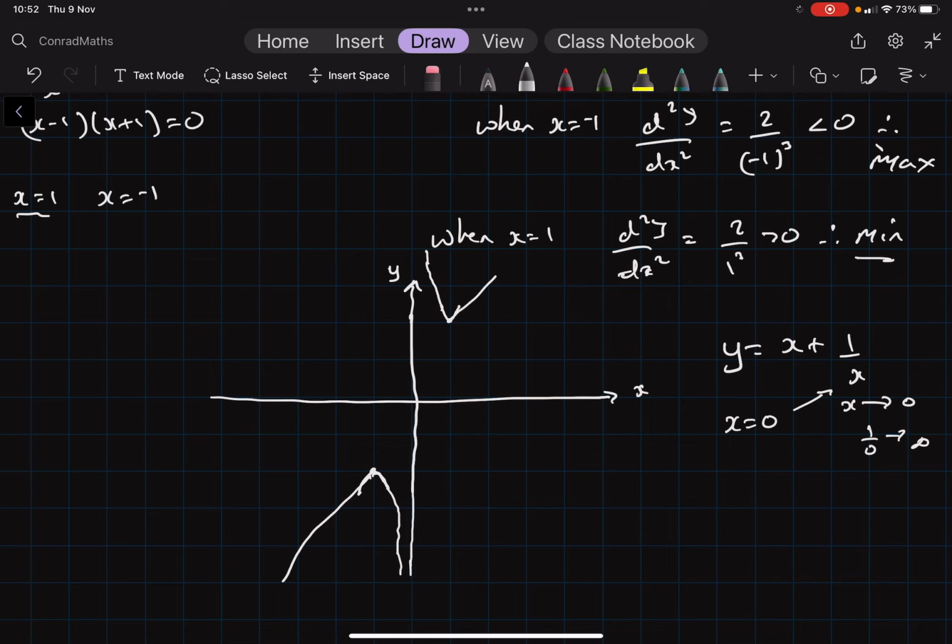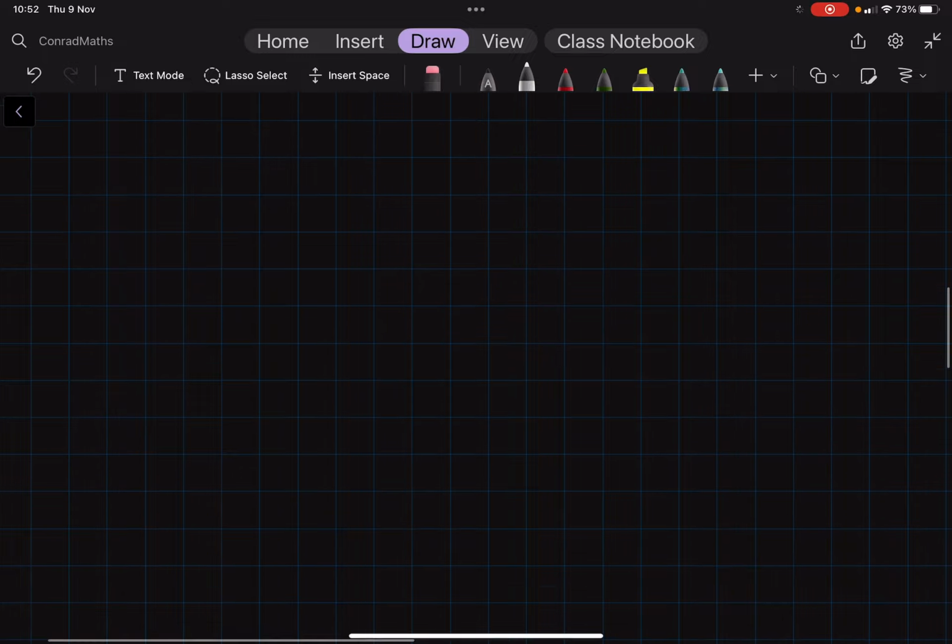The question didn't ask us to do that. Okay, now for the second curve, we're going to investigate the turning points. We've got 3x to the half over 4 minus x to the 3 over 2.